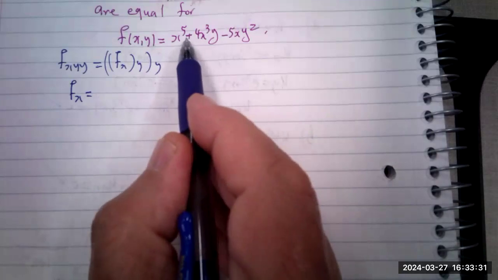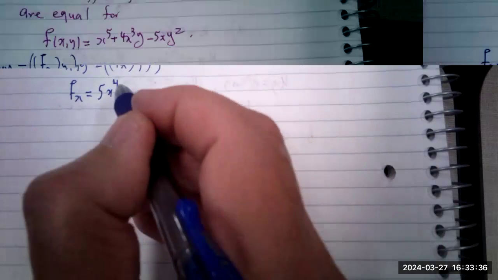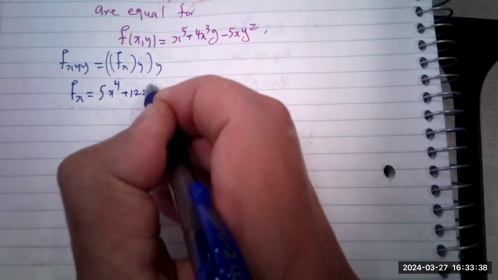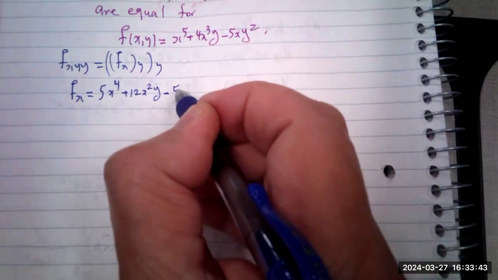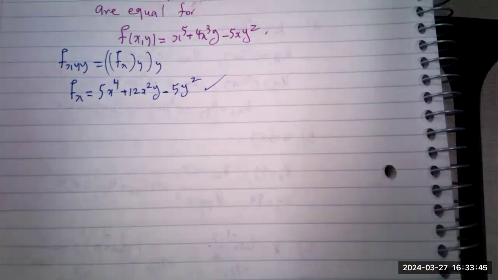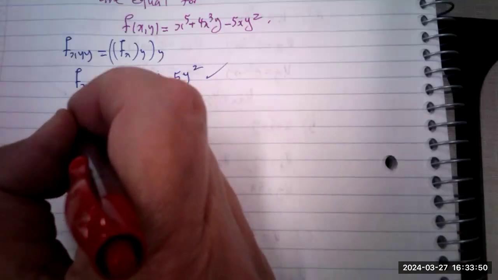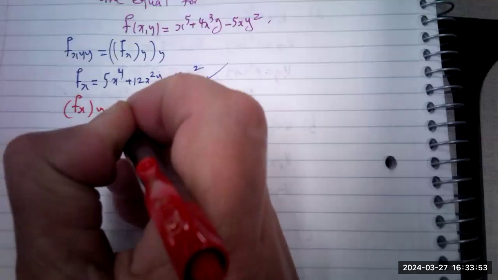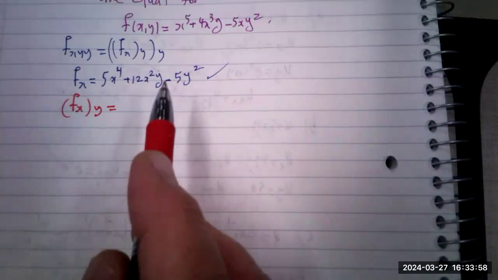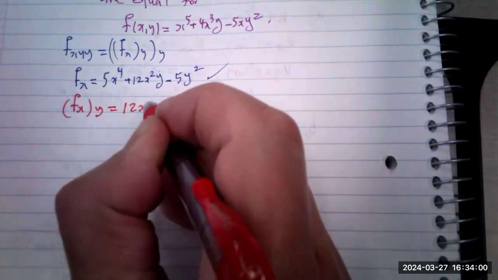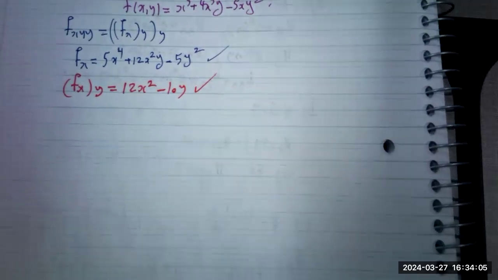Okay, f sub x. Focus on x, so that gives you 5x to the fourth. Then 12x squared y minus, with respect to the x, 5y squared. That's f_x. Now you do it with respect to the y. f sub x, then the y. With respect to the y, this will disappear. With respect to the y, 12x squared gives 12x squared, and the last term gives 10y. That's with respect to the y.